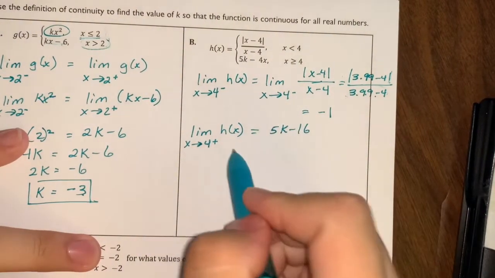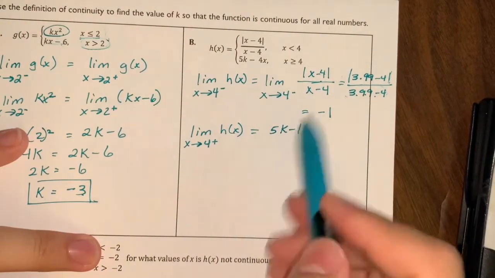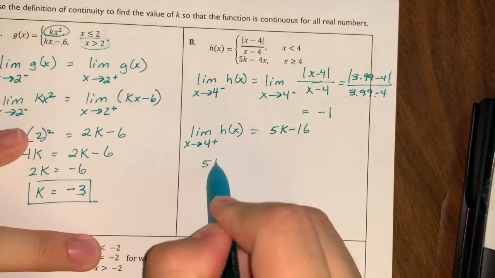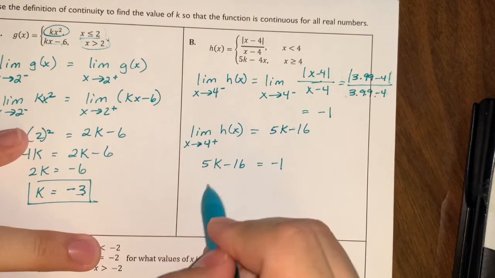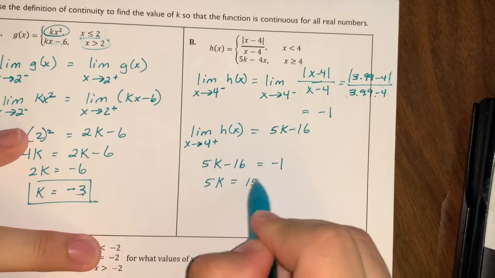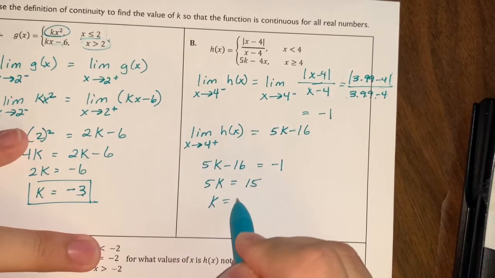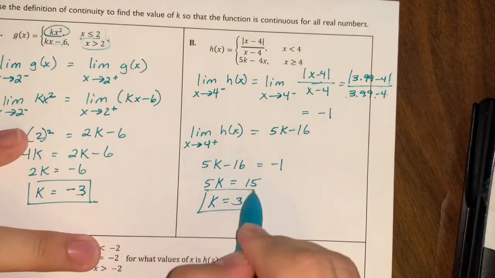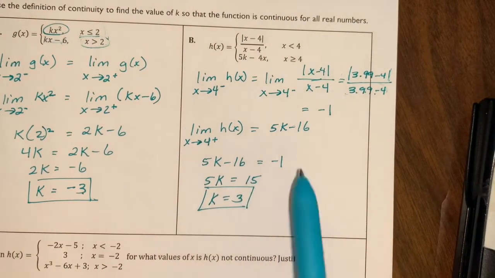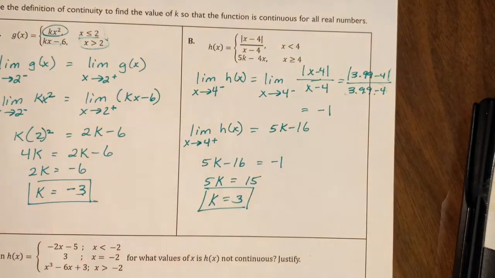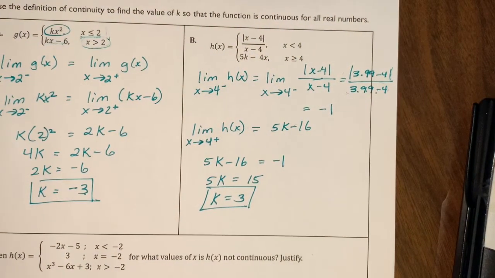All right. So now I have to set these two equal to each other. So I have 5k minus 16 is equal to -1. I add 16 to the other side, so I have 5k is equal to 15. Divide by 5, k is equal to 3. And that's your answer for that. At this k value, we know that it's going to be continuous at x equals 4.